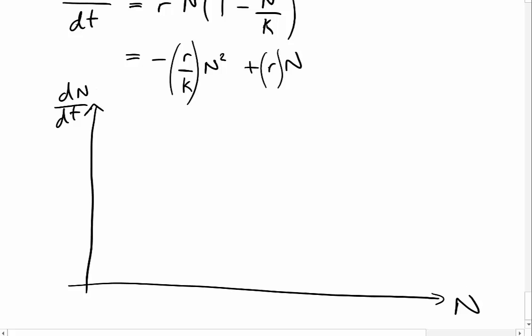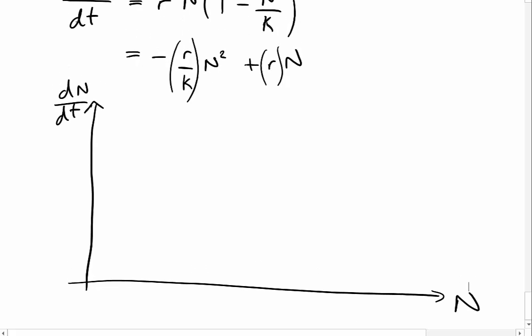It's exactly the same thing I was doing with the phase portrait, and I now know that this is going to be a negative quadratic. Where are the roots of this quadratic? In other words, where does it cross the n-axis? Hopefully you can see that one of them should be at n equals 0, and the other one should be at n equals k. However, you can do the analysis and work that out.